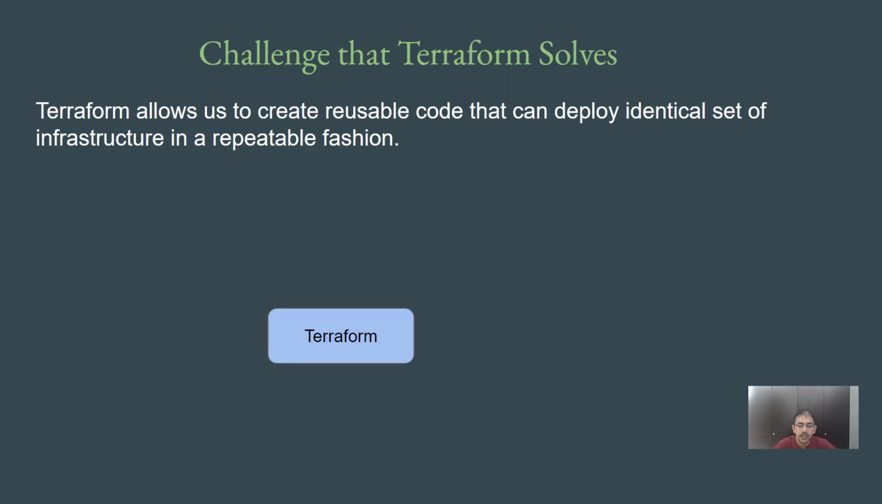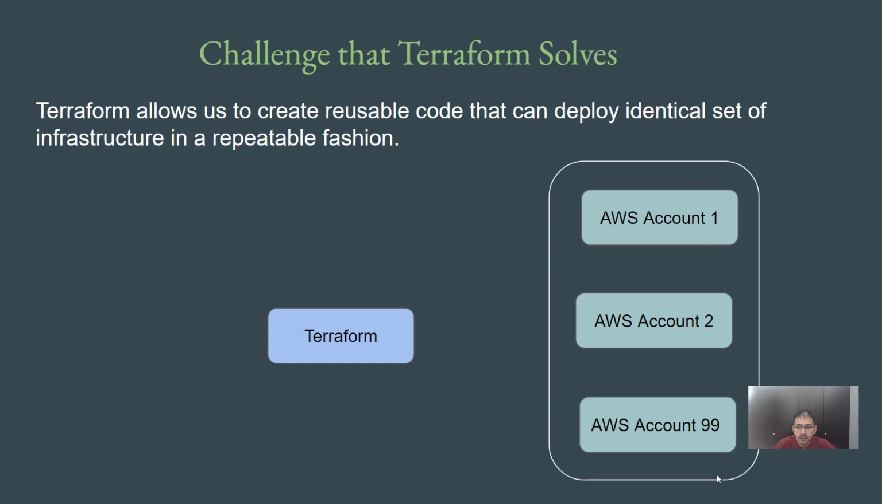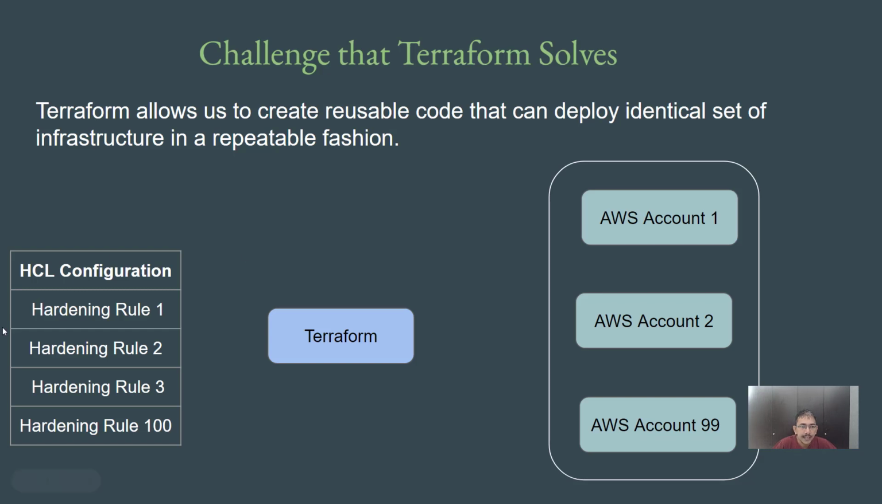So let's assume that you have Terraform and you have a set of AWS accounts. In this diagram, there are 100 AWS accounts. So what you do, you create a set of rules in Terraform. Creating rules initially might take time, but in the longer run, this will make your life easier. You create the hardening rules in Terraform one time, and then you ask Terraform to go ahead and deploy them in 100 AWS accounts.